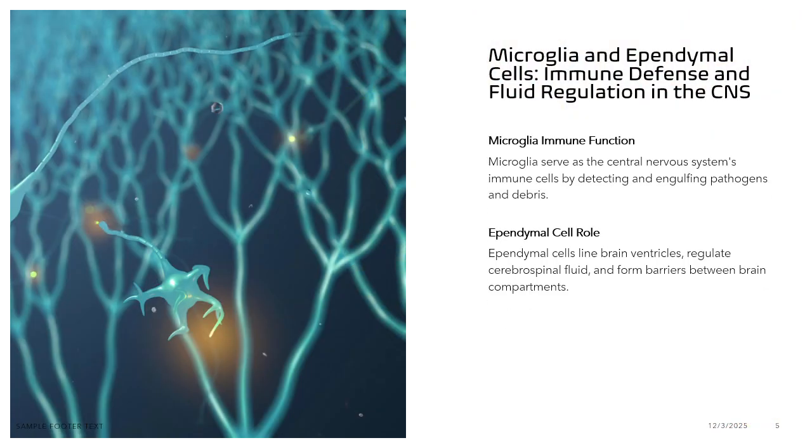And then we have two more, our microglia and our ependymal cells. So the microglia acts as the central nervous system's immune cells by identifying and engulfing pathogens and debris. So these are phagocytotic cells, they're the gobblers. Ependymal cells are going to line the brain's ventricles, helping regulate cerebrospinal fluid and forming a barrier between compartments. That cerebrospinal fluid is really important. It provides a nice cushion for our brain and spinal cord to keep them from being damaged, of course.